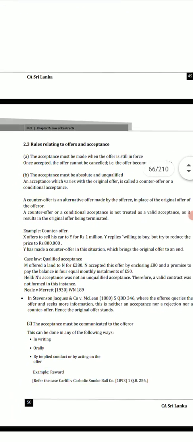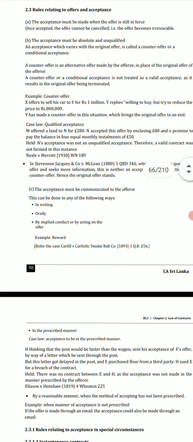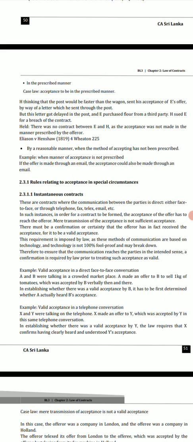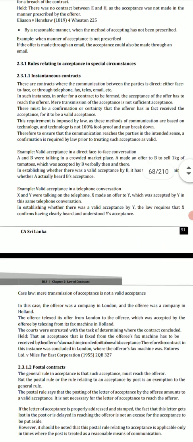Yeah, so moving on. There are some simple rules relating to acceptance in special circumstances, such as I told you before: face-to-face, telephone, fax, email, things like that. If it's a face-to-face conversation, how could it happen? If it's a telephone conversation, how could it happen? Normally, what I would say is, in order to gain acceptance, it is better if it's written in detail and signed by both parties.